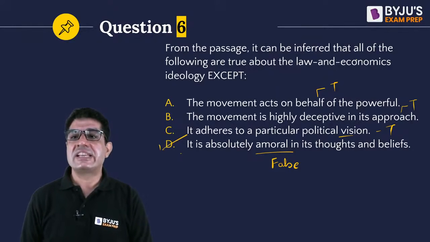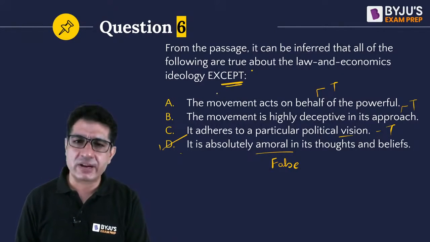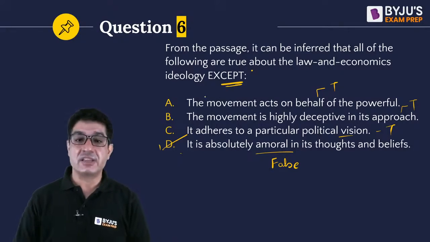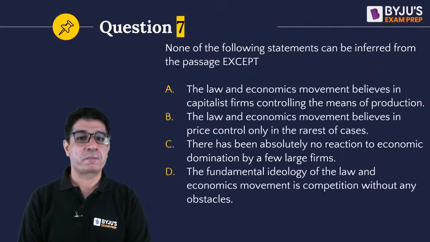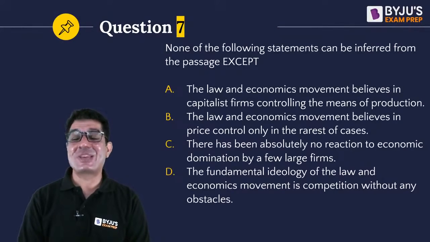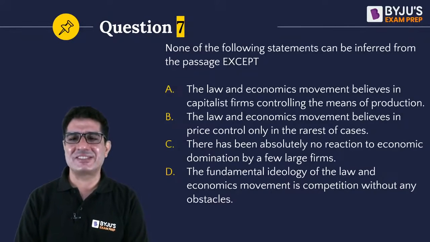Why? Look at this. It can be inferred that all of the following are true except, so 3 are true, 1 is not true. The one that is not true was supposed to be marked as an answer, and thus D it is. And here is the last question based on the passage for you. Please read the question stem carefully, get that interpretation right, and then choose the answer.